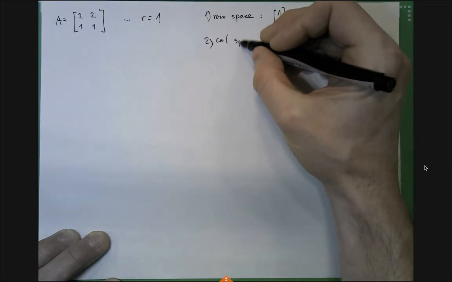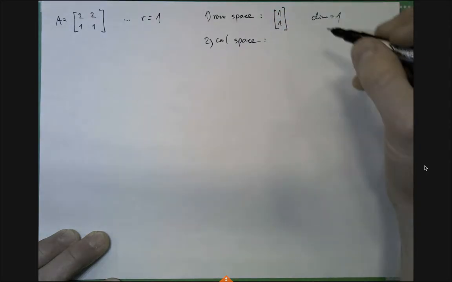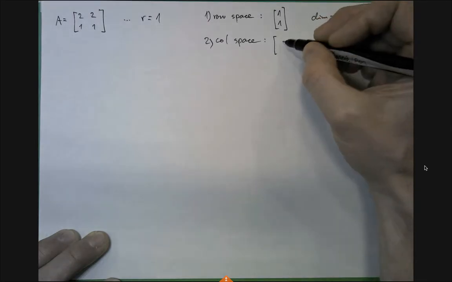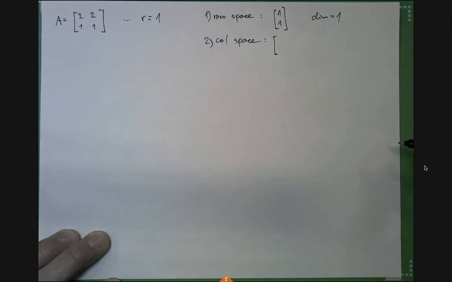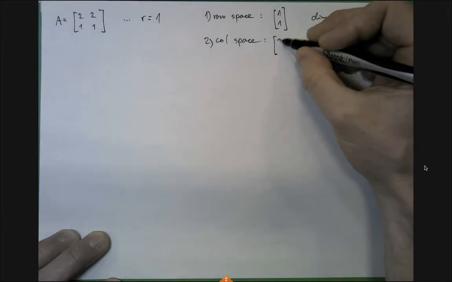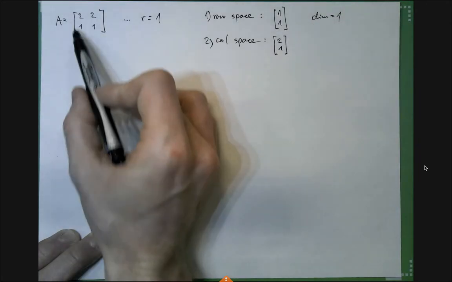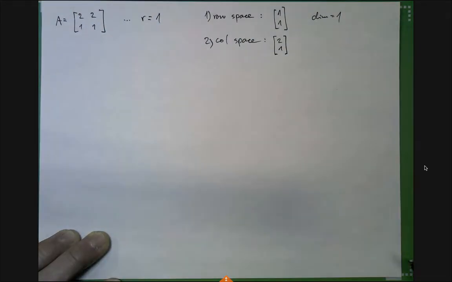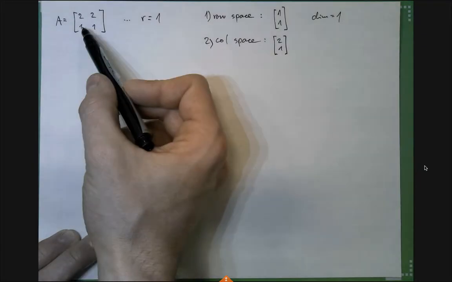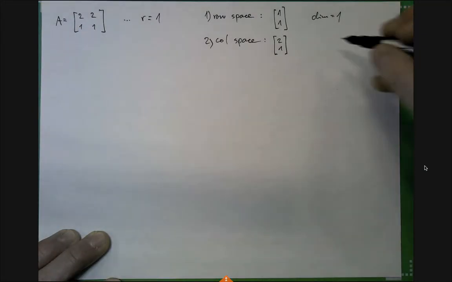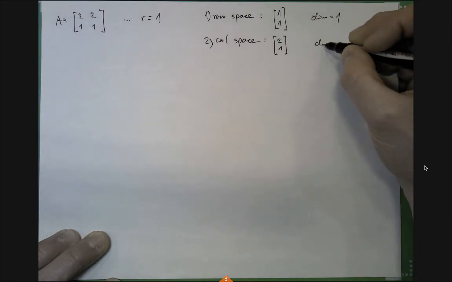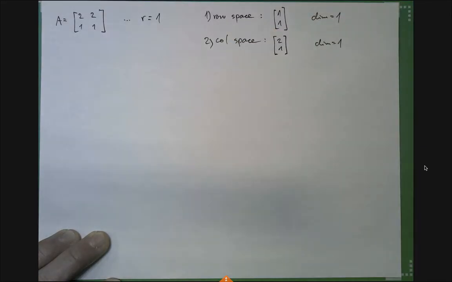How about the column space? What would be the vector generating the column space? Well, 1, 0 wouldn't be good, right? 2, 1 would be better, because that's what the columns already are. There's nothing you could multiply 0 with and get back 1, so the 0 would not really work. And the dimension, of course, is also 1. Dimension of the column space, also 1.